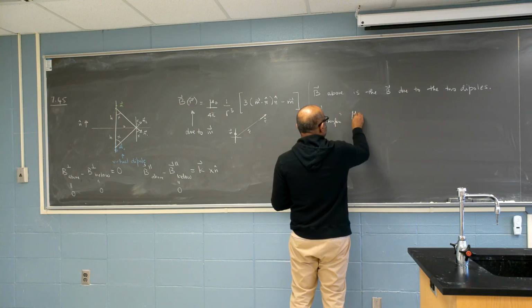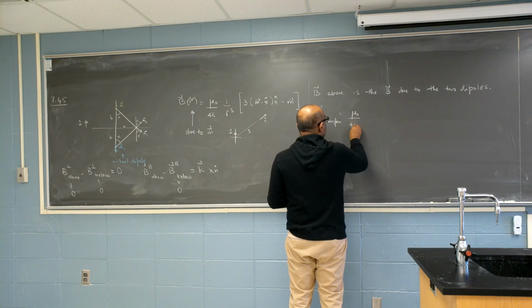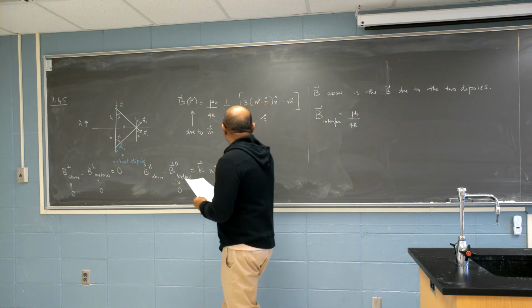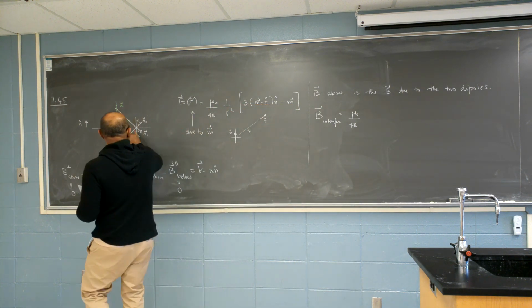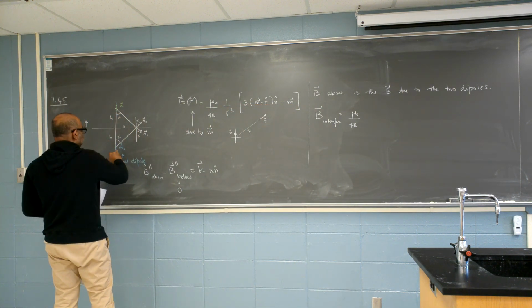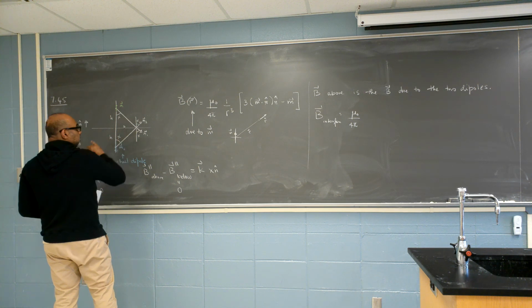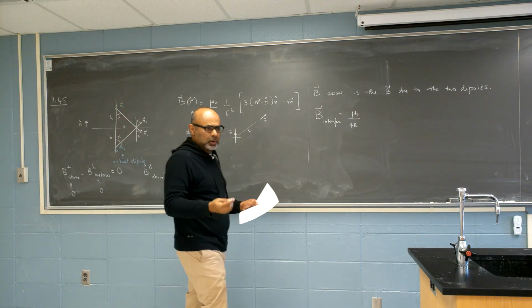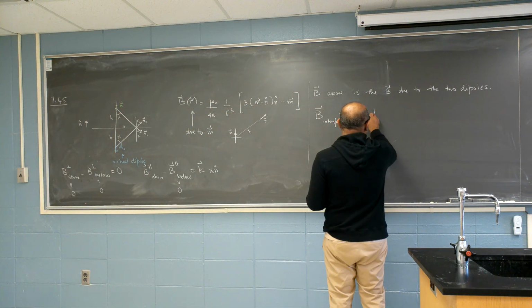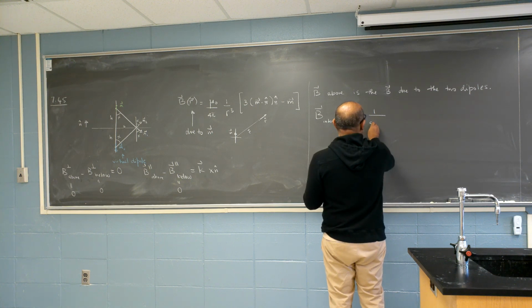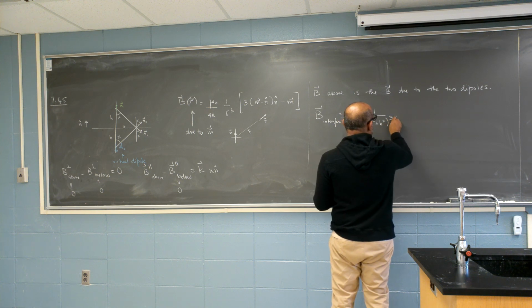Is, of course, mu0 over 4 pi. The only place of distance, the distance from here to here, is h squared plus s squared, Pythagorean theorem, square root of that. And then we need to cube it. So it is s squared plus h squared to the 3/2.